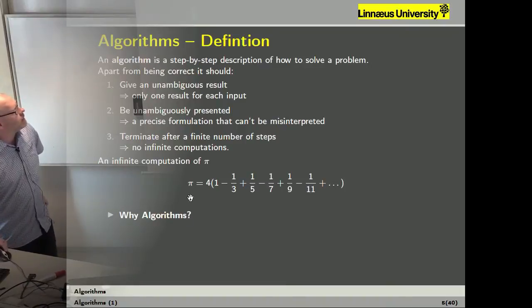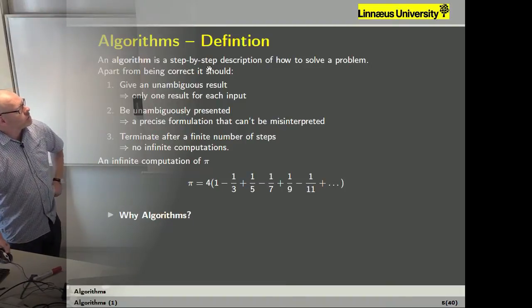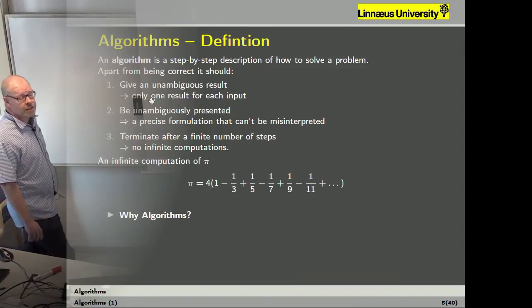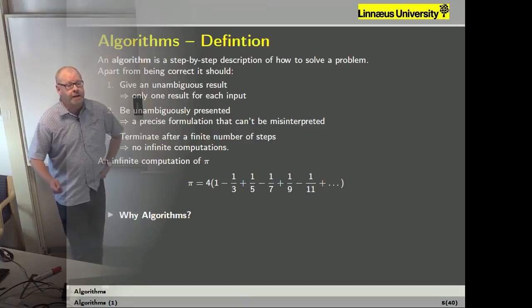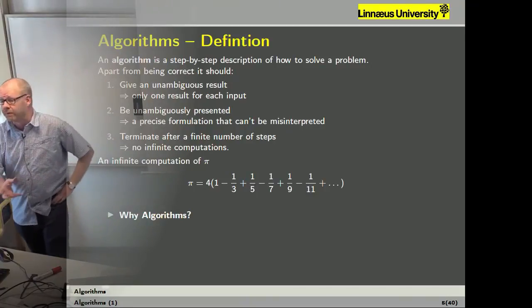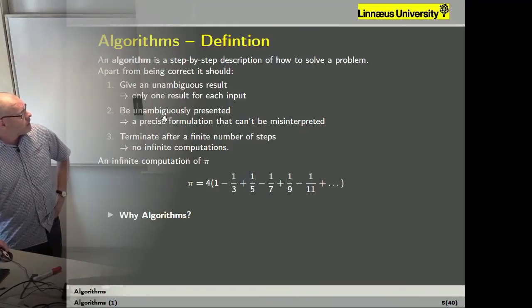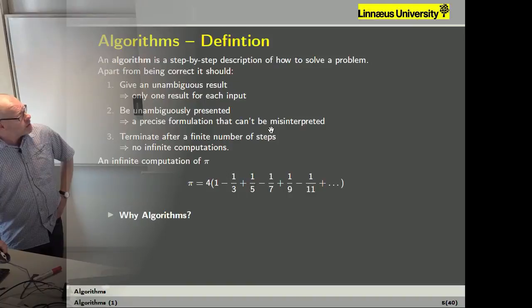We are saying that an algorithm should of course give the correct result, but it should also give an unambiguous result. Only one result for each input. And if you provide the same input twice, it should give the same response. It should be unambiguously presented, a precise formulation that can't be misinterpreted.